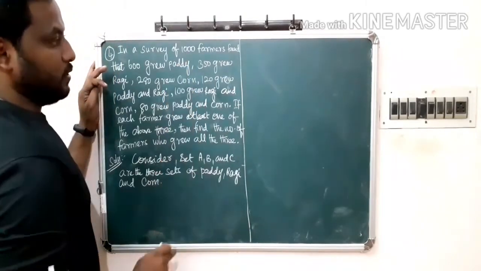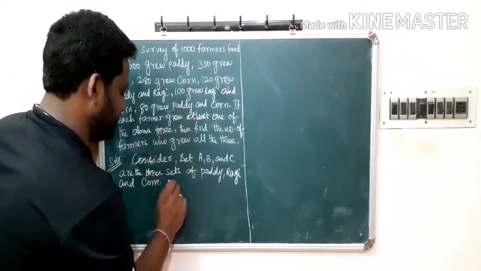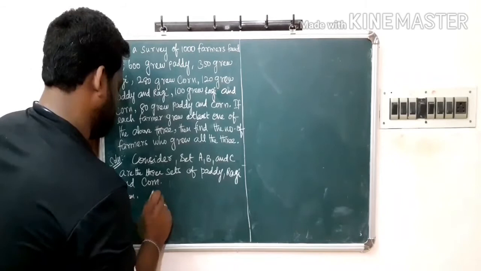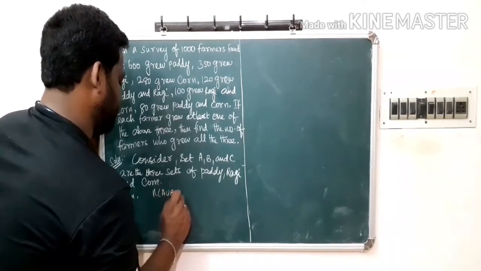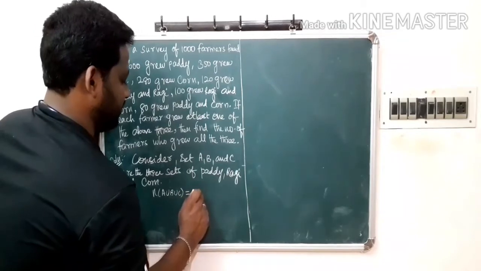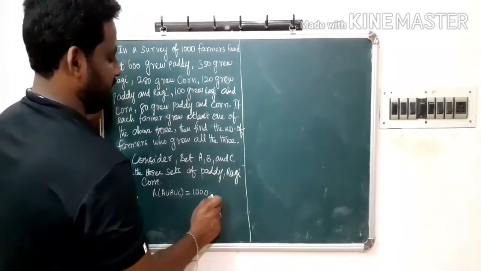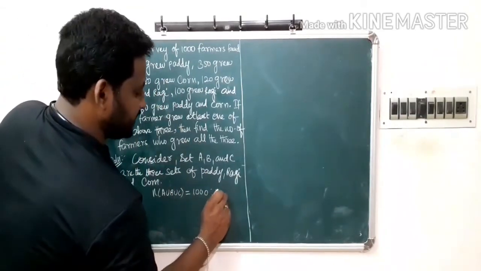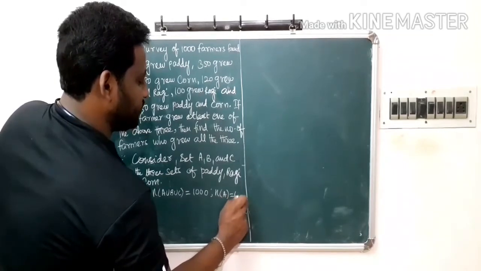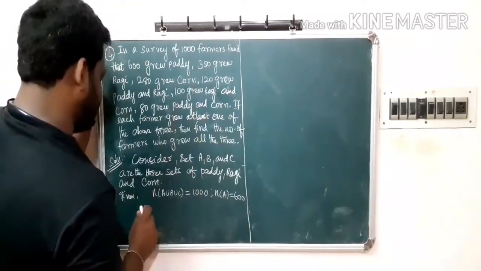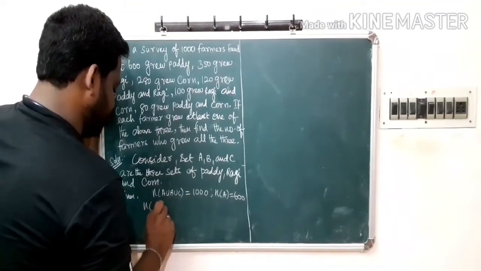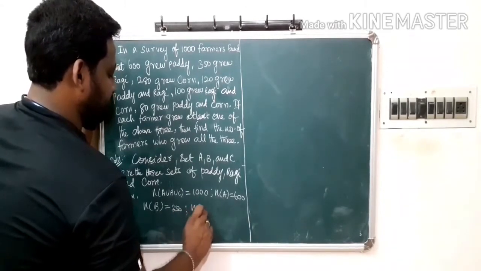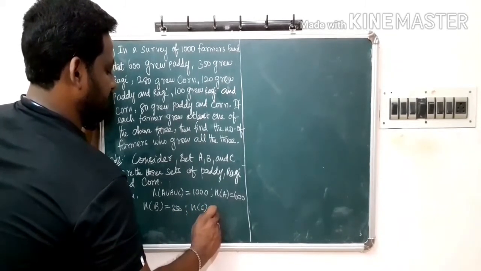So here, the total number of farmers is 1000, which is given: n of A union B union C is equal to 1000. The number of farmers who grow only paddy is 600, so n of A is equal to 600. And n of B, those who grow only ragi, is 350 farmers.